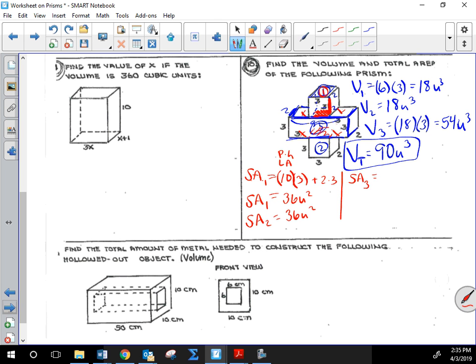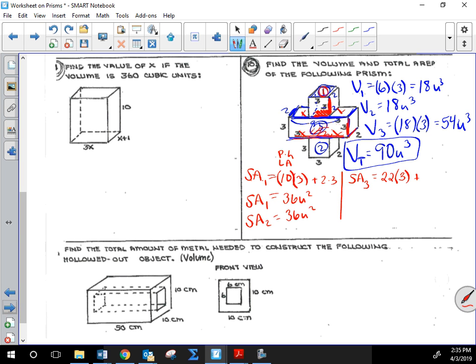Okay, so once again, my lateral area is perimeter times height. So we've got to do perimeter. So let's see, this was 9, 2, 9, 2. How much would that be? 9 plus 2 plus 9 plus 2, 22. That's my perimeter. And my height is 3. So that's my lateral area.